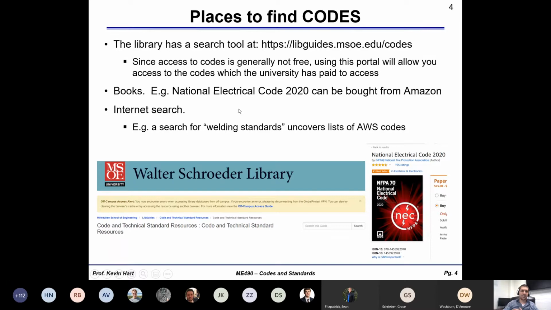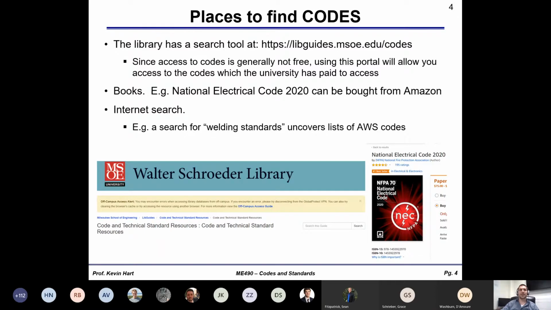Okay. Otherwise, you could just go to the internet and start searching for stuff. Like, there are many codes which are applicable for welds. So if your design is going to use welds in any way, you probably want to start paging through the AWS standards or AWS codes, which is the American Welding Society.